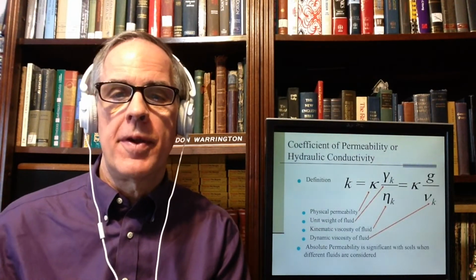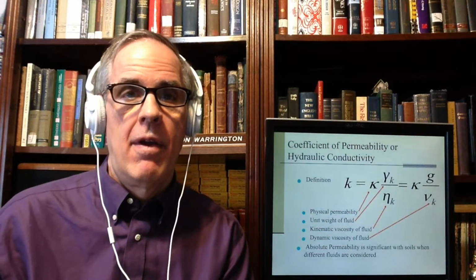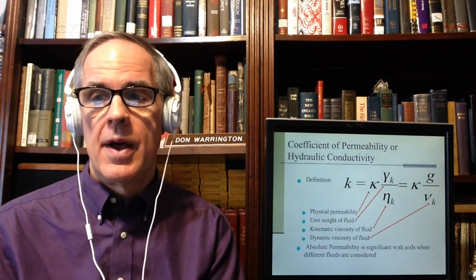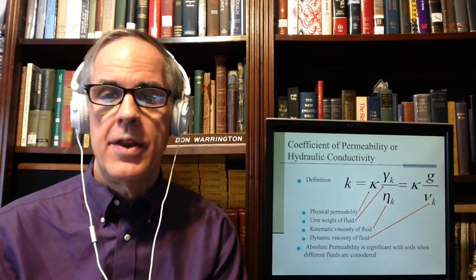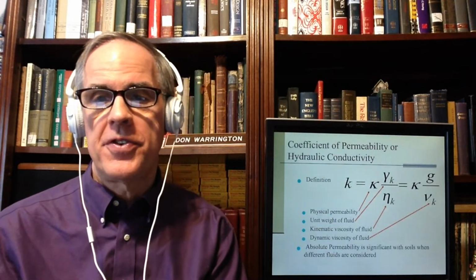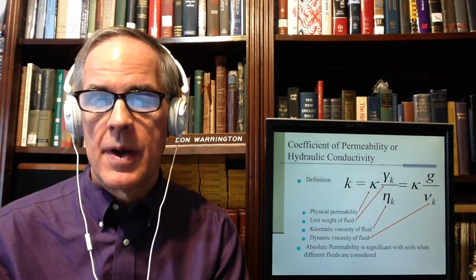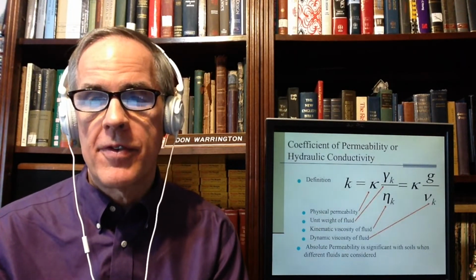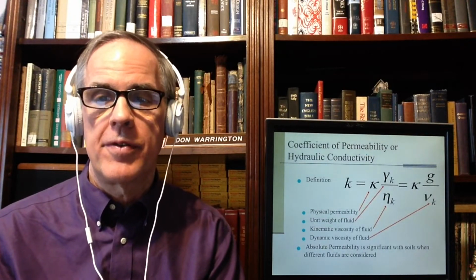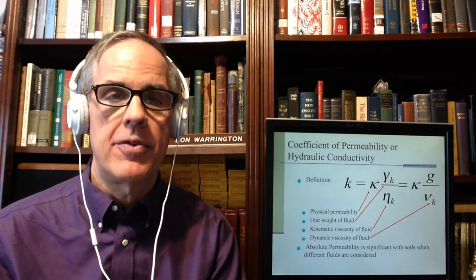The coefficient of permeability, in theory, how do you figure it? Well, that's been one of the challenging issues of geotech from the get-go. It is equal to kappa, the physical permeability, times g, the gravitational constant, over the dynamic viscosity of the fluid. It can also be the unit weight over the kinematic viscosity times kappa as well. Either formulation works. I explained that in fluid mechanics lab too.